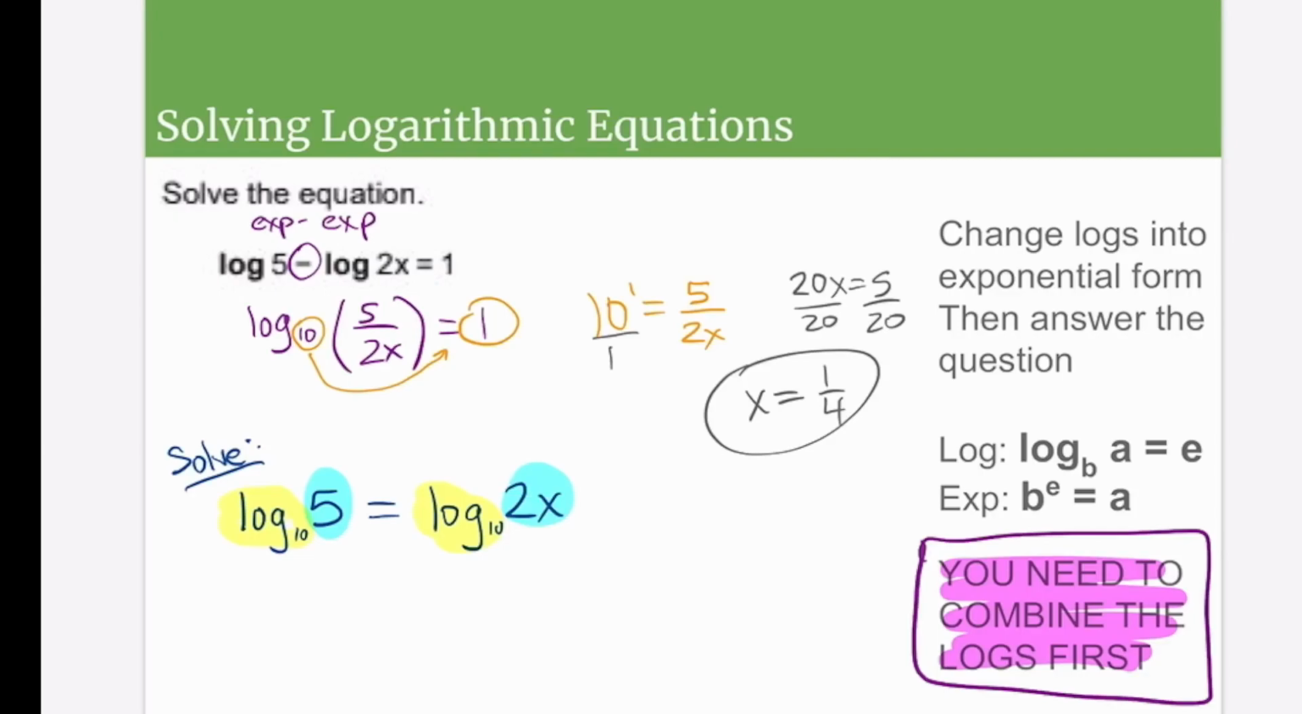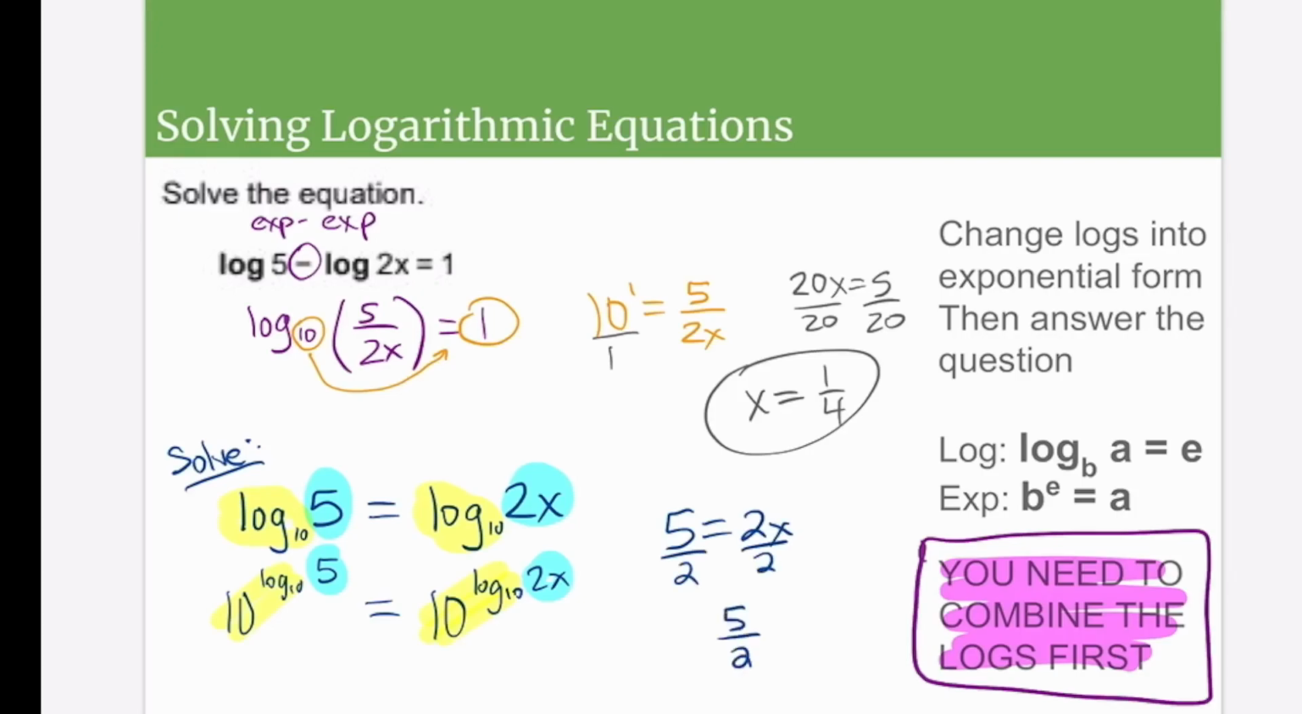If you do the whole exponential thing, it pretty much results in something like this. If you raise them both to the 10th power, what that essentially does is it gets rid of your log. The 10 and the log 10 cancel. Those are inverses. 10 to the log 10 cancels. So what you're left with, again, is just that 5 and that 2x. So you get 5 equals 2x. And then you would just solve it like that.